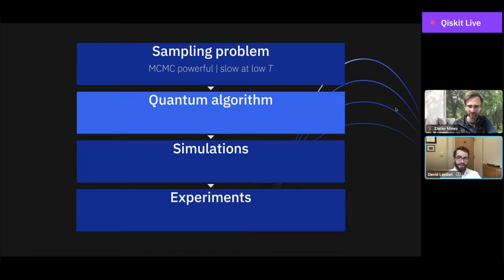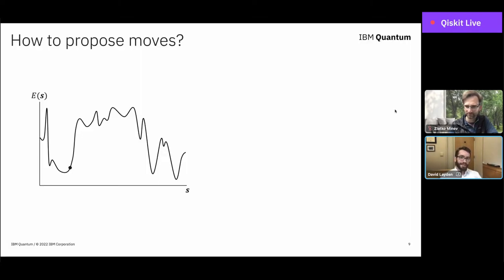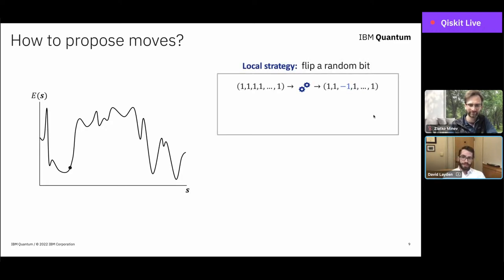Now, to build up to it, I'd like to spend just a little bit longer on the classical side and talk about how exactly you propose these moves in step one, because I haven't actually been specific about that yet. The most common approach is to just pick one of your spins, your bits, uniformly at random and to flip it, so from one to minus one and vice versa. I call this the local strategy because you're always moving a Hamming distance of exactly one over to one of the neighboring bit strings. Or in terms of this plot to the left, you're always taking a very small step, either one over to the left or one to the right.